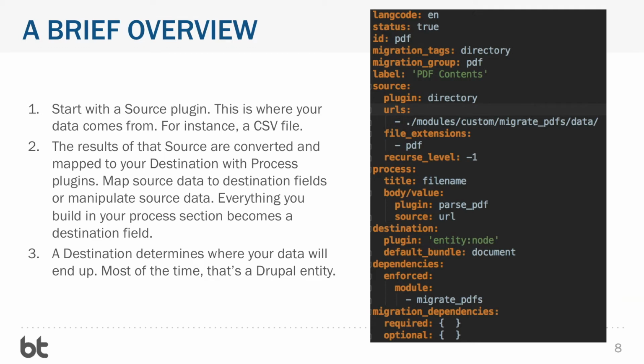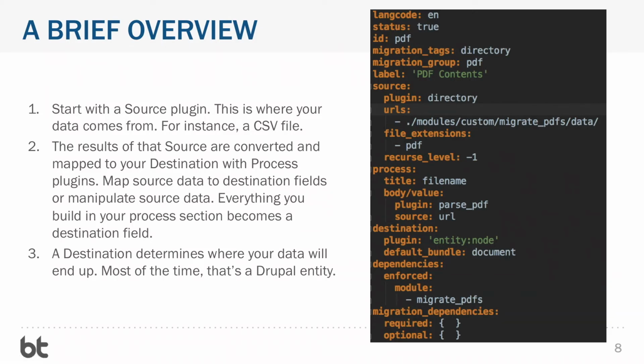So let's look at what a migration actually looks like. Here's some code. Is this big enough to read? Yeah. Good. Here's some kind of nonsense stuff, language, status, ID, tagging. And then when we get into source, we can see we have a particular plugin. This identifies where our source data is coming from and how that's processed.